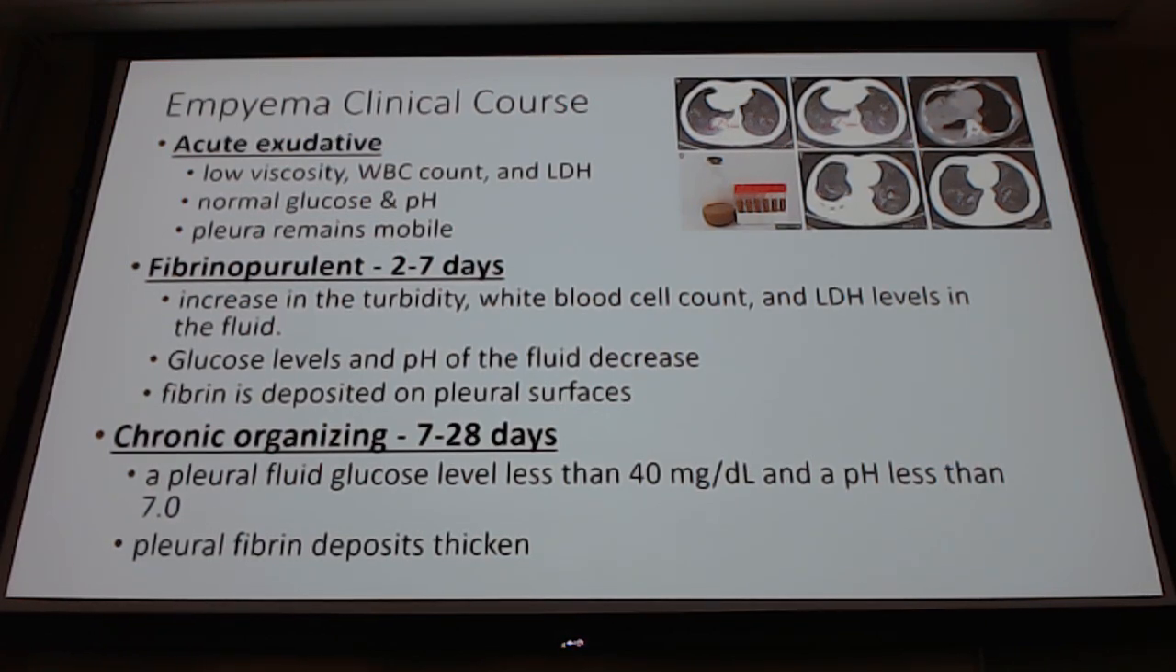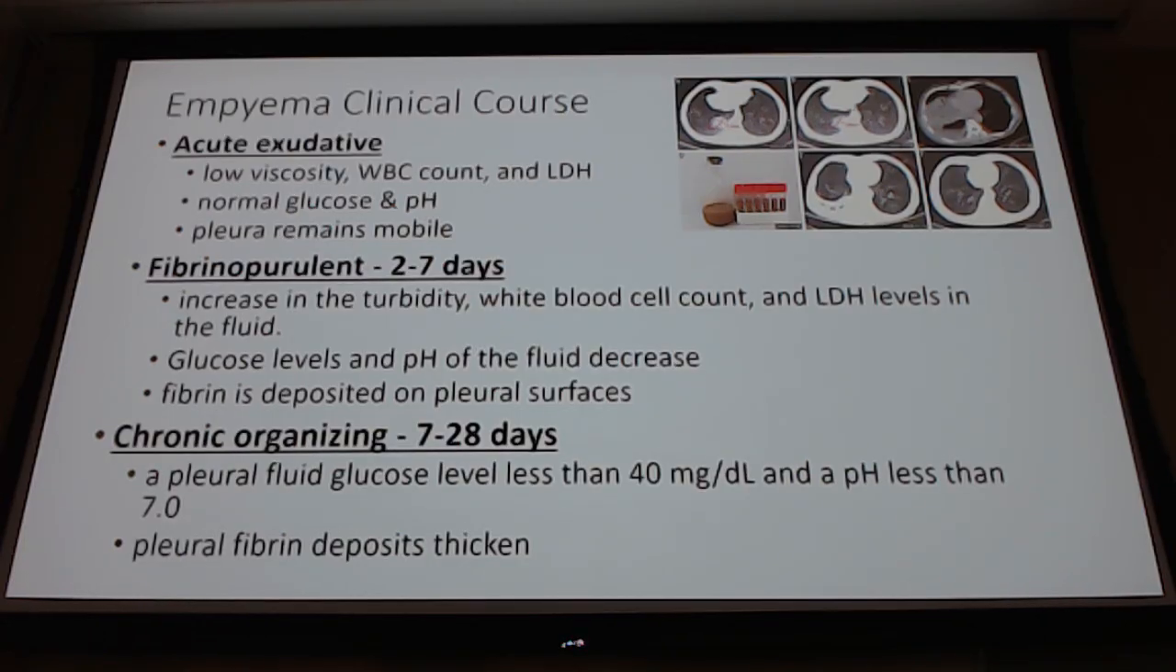And then you have that fibrin deposit on the pleural surfaces, making what we call that rind. Remember when we were talking about abdominal abscesses, it'll make that rind. It's a thick, fibrous, gross lining of that abscess. If we don't fix it before that 7-day mark, anywhere between 7 and 28 days, you're going to have a chronic purulent empyema, and it's harder to treat. The bigger the rind, the harder to treat.